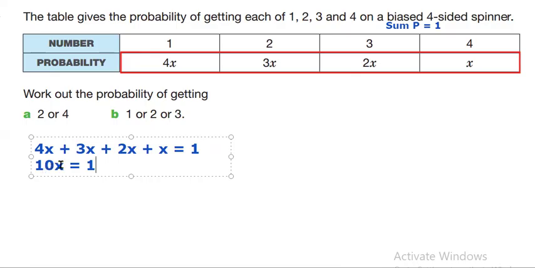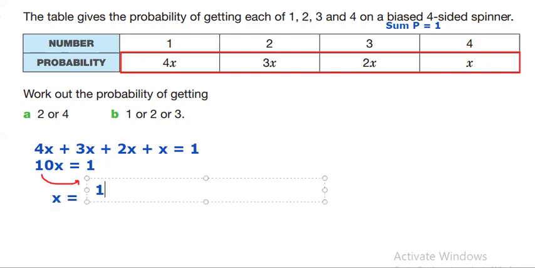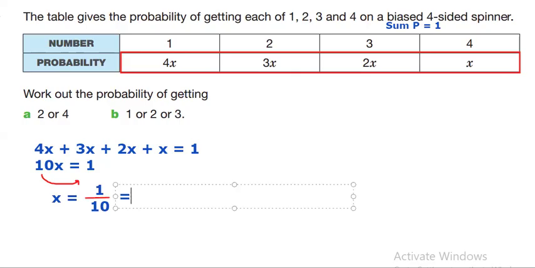Now I want to make x the subject. It means I'm going to take the 10 to the other side by dividing, and I'll get the value of x. So the 10 will come here by dividing. So x will equal 1 over 10. And 1 over 10 equals what? Very good, 0.1. You can write it 1 over 10 or 0.1, same idea.